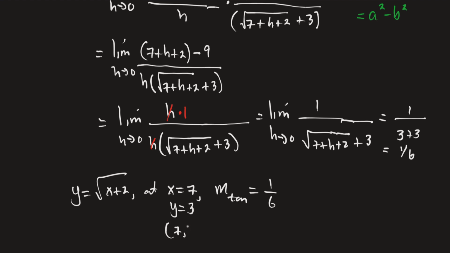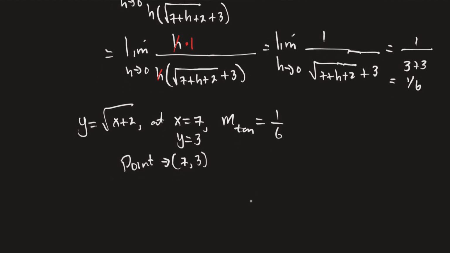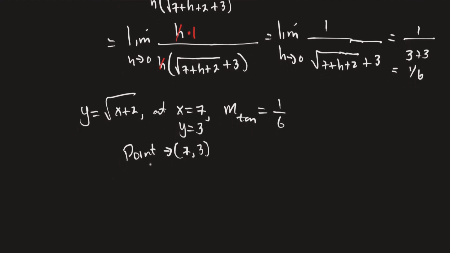So we have the point, this is the point that the tangent line passes through. And this is its slope. So we can use the point-slope equation of a line, right? And I always tend to use the point-slope. If you prefer to use the slope-intercept, feel free. Again, you have a choice, right?